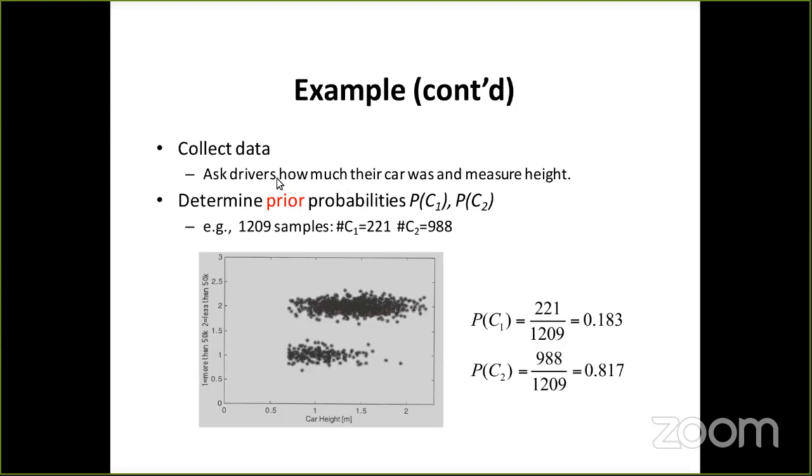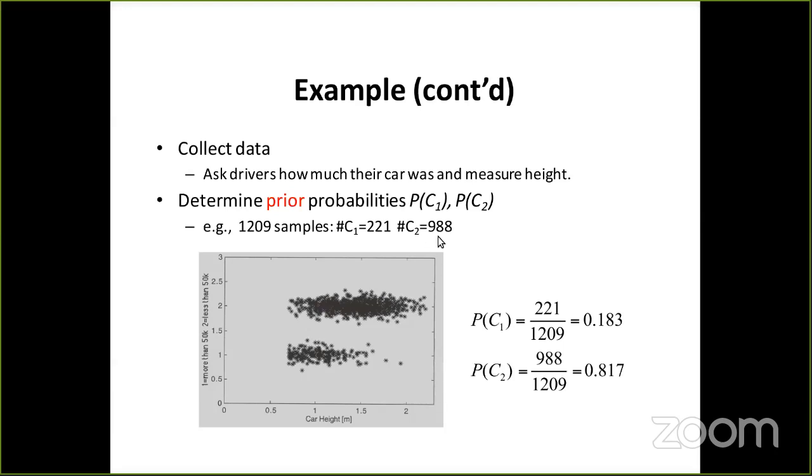We ask a lot of drivers how much their car was priced, and we measure the height of their cars, and we can determine prior probability P of C1 and P of C2 based on the number of samples. Let's say we talked to precisely 1209 drivers, so we got 1209 samples. Of those samples, we observed that 221 cars belong to class 1 and 988 cars belong to class 2.